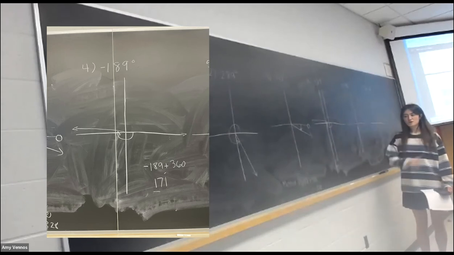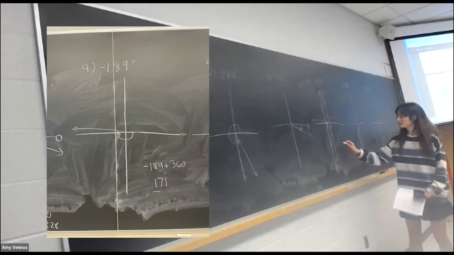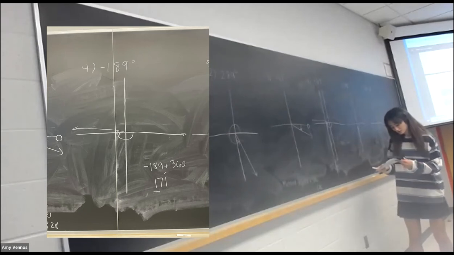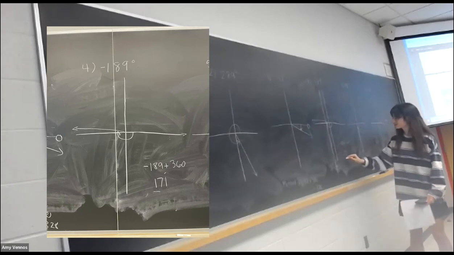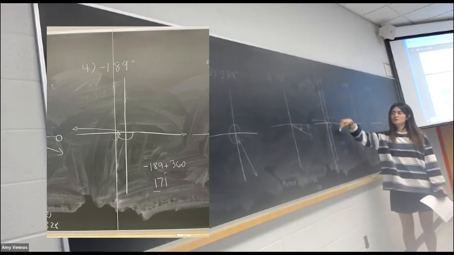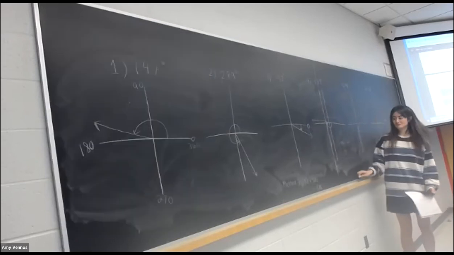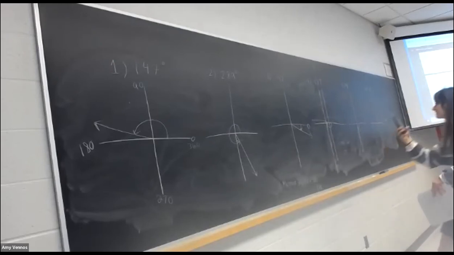Awesome job. Another method you could have used for this is to find the coterminal angle, right? You could have taken 189 and added 360, and that would have gotten you 171, right? Okay, so this angle is the same as positive 171, but you'd still draw the angle in the clockwise direction. Okay. Any questions on number 4? All right. Take pictures of number 4.